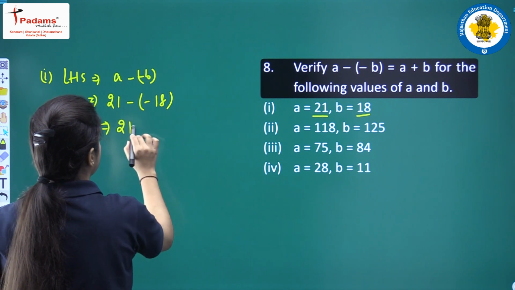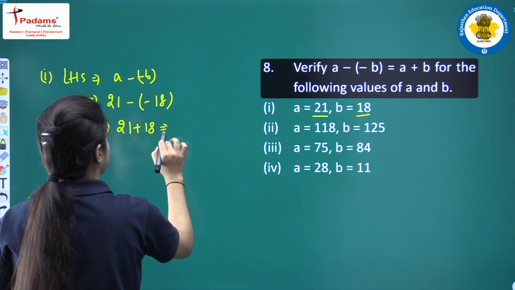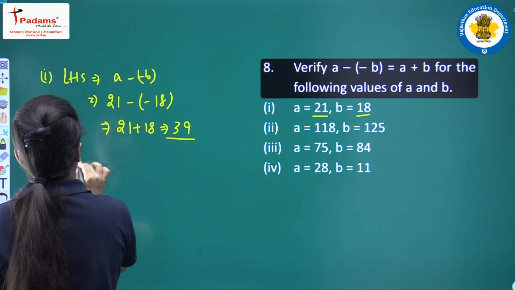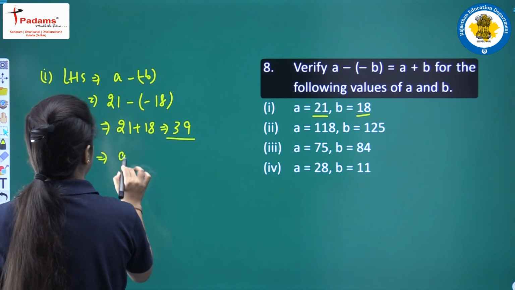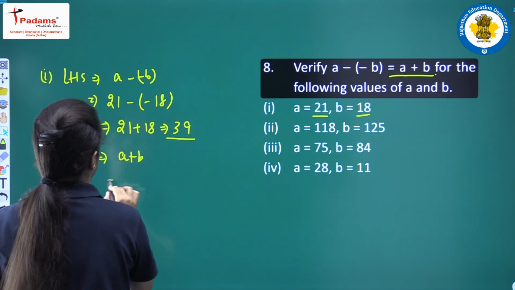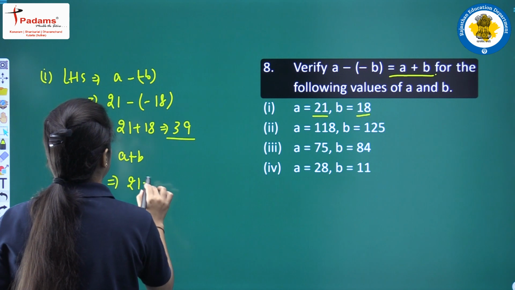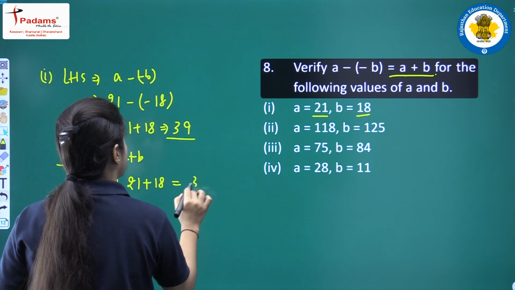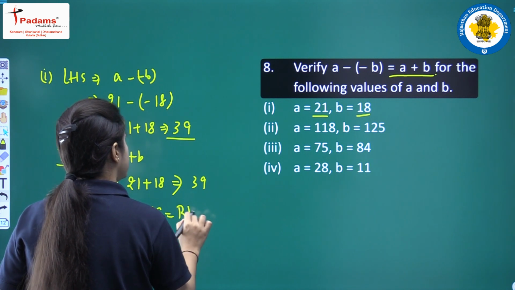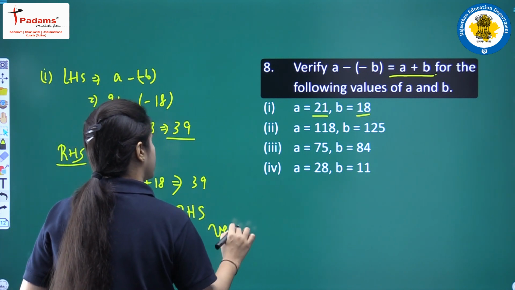21 minus minus plus 18 is equal to 39. This is your left hand side. Now the right hand side is a plus b. A is equal to 21 and b is equal to 18, which is equal to 39. So left hand side is equal to right hand side. It means it is verified.